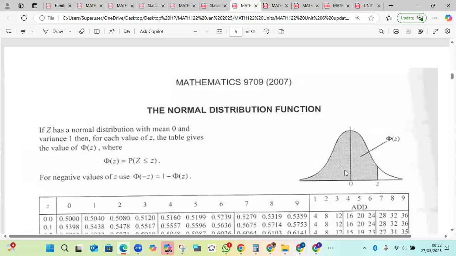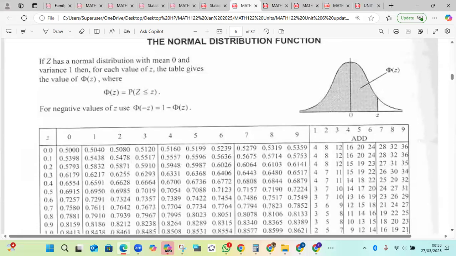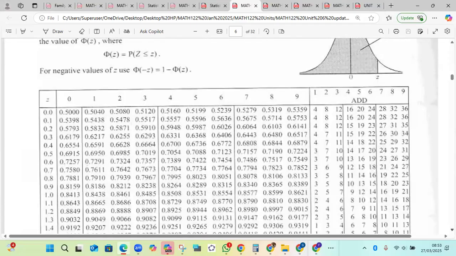And from this table, once you want to find a tail, you've got to find the big chunk and subtract from 1, and it will give you a tail. P of z more than or equal to z is also a tail, so it's 1 minus phi of z. So just note, once you want to find a tail, you've got to do a 1 minus.